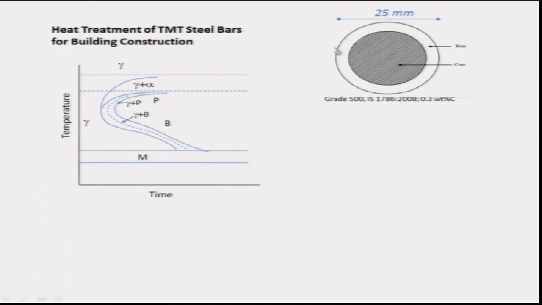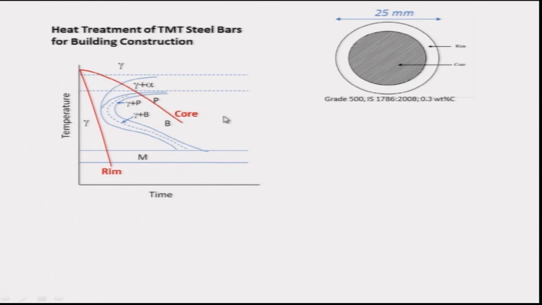Obviously, if I spray water on the surface of these bars, the cooling in the outer surface region would be much faster than the cooling in the interior region. In fact, the cooling is so controlled that in the rim region, or the surface region, the cooling curve is given by this, while in the core, the cooling is a lot slower.